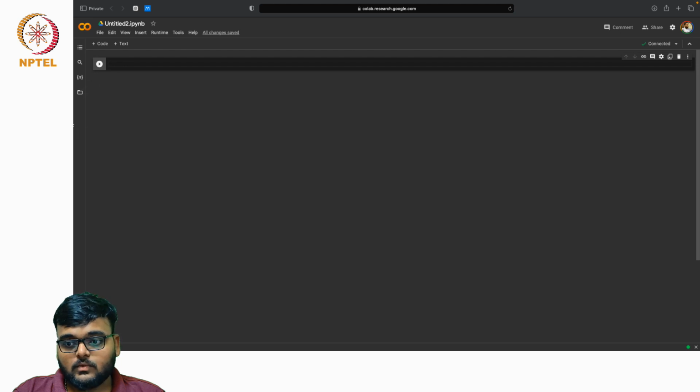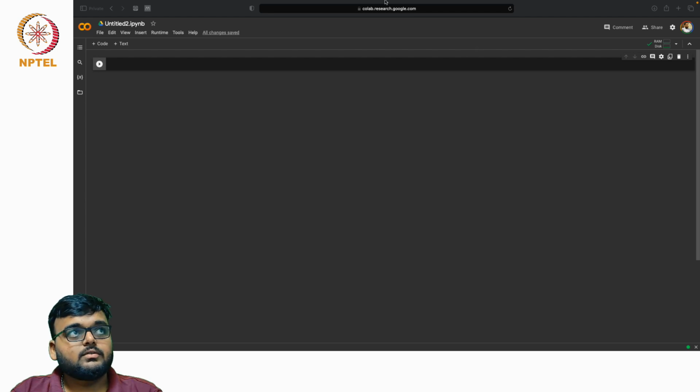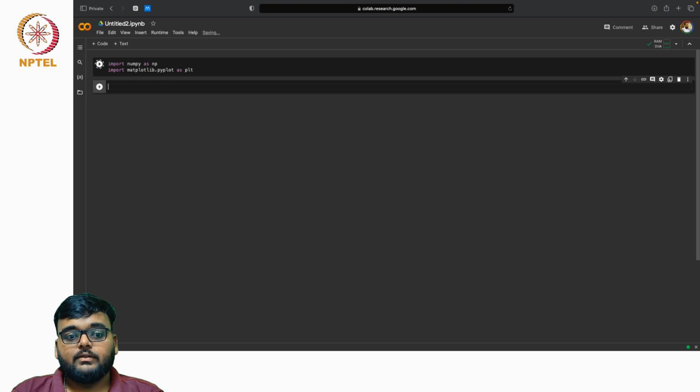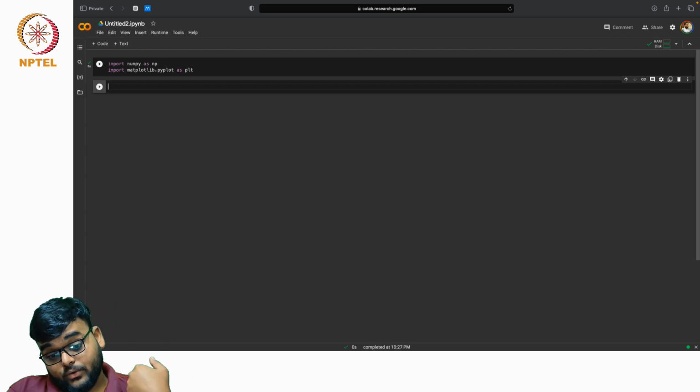One is called NumPy and another one is Matplotlib. I will write here NumPy and Matplotlib and run it. If you hold shift and press enter, it will run the code and take you to the next line.